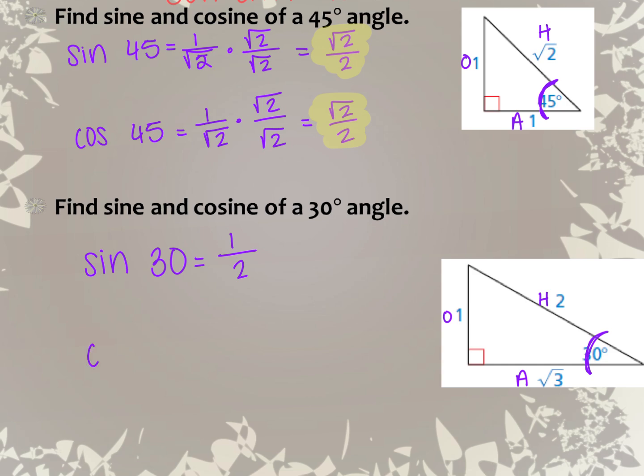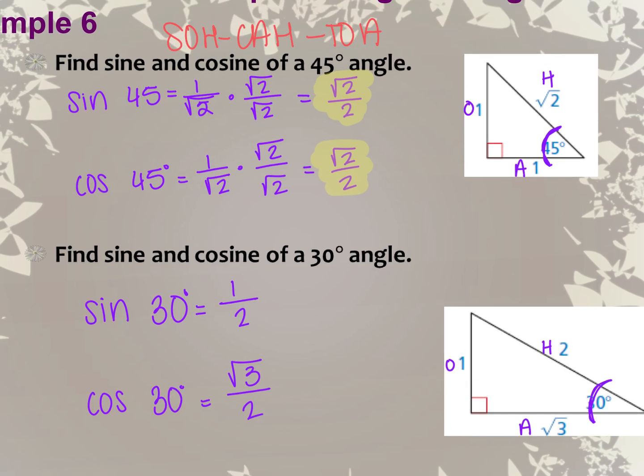And then let me go ahead and do cosine of 30. What's my adjacent side to 30? Square root of 3. And what's my hypotenuse? 2. Do I have to simplify or change that in any way? No. Okay, so these are my answers. Keep in mind they will not change unless they're giving me the measure of a side.